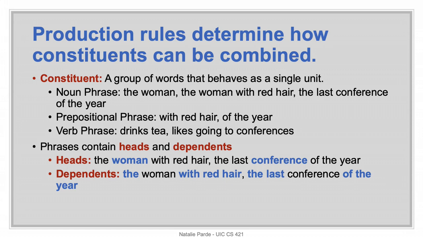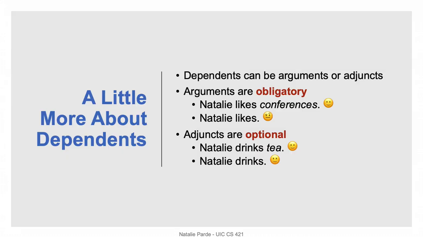Phrases like these contain both heads and dependents. Heads are the main words governing the constituent, so they can generally stand on their own to at least some extent, whereas dependents are the words providing additional clarifying support, so they can't stand on their own, but they do provide meaningful content to the phrase. Dependents can also be either arguments or adjuncts. If they're arguments, they're obligatory to the phrase as a whole. If you remove the argument, the phrase no longer makes sense. If they're adjuncts, they're optional. If you remove the adjunct, some of the meaning might change, but the phrase still makes sense.